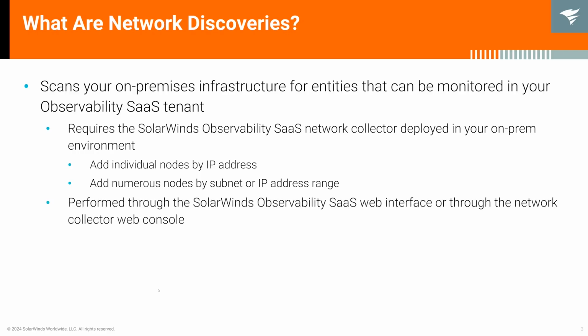Network discoveries can be performed through the SolarWinds Observability SaaS web interface or through the web console installed on the network collector itself. In this training, we will look at doing a network discovery through the SaaS web interface. To see how to perform a network discovery through the network collector web console, please view the Deploying SolarWinds Observability Network Collectors video on the customer portal. That video is also useful if you have not yet deployed a network collector and would like to walk through that process with a training video.